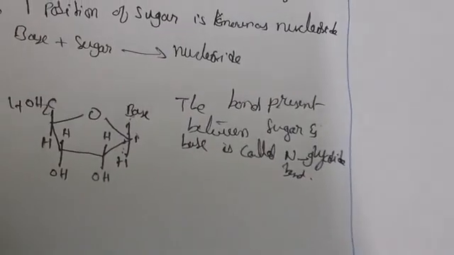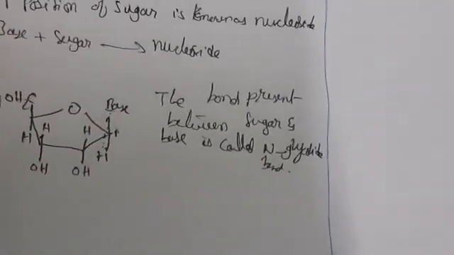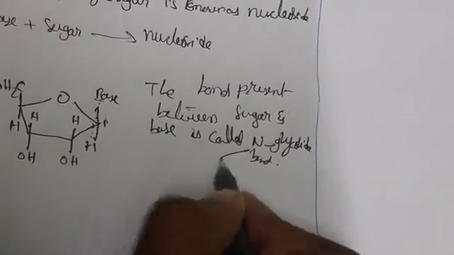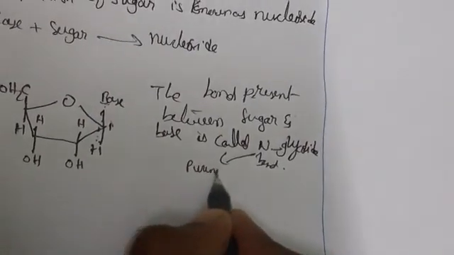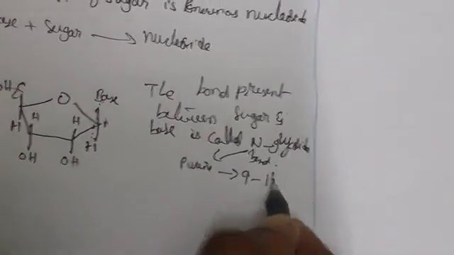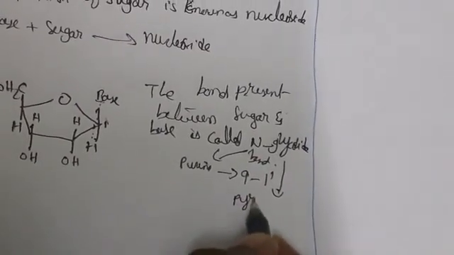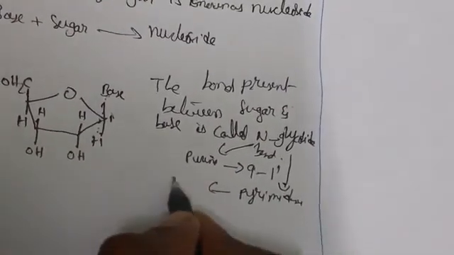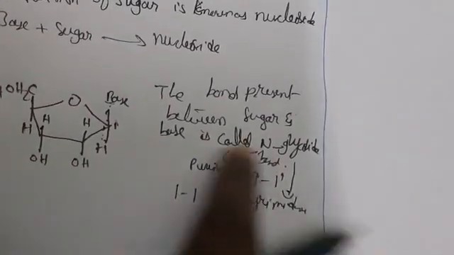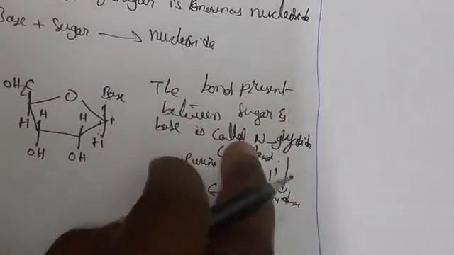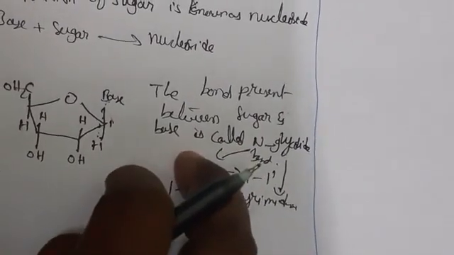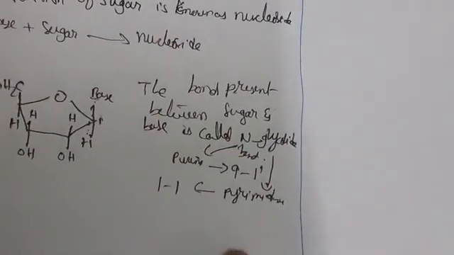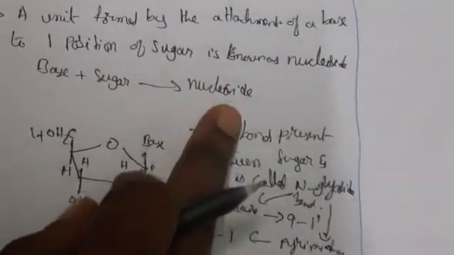So the base that you are adding forms the bond. If the N-glycosidic bond is present in purine, it forms at the 9 and 1 position. If it is present in pyrimidine structures, which we saw in the previous class, it forms at the 1 position. These are called adenosine, guanosine, cytidine, thymidine, uridine. The suffix is -ine for nucleosides.